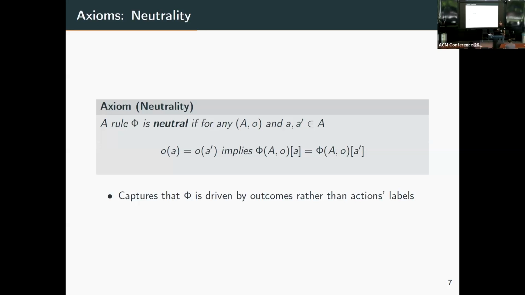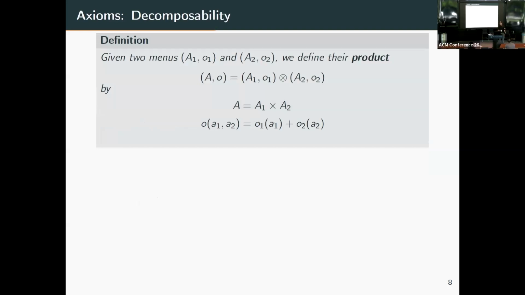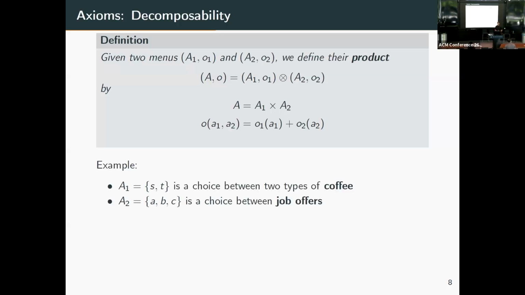To formulate our main axiom, decomposability, I first need to define the operation of combining two menus. Suppose we have two menus, A1 and A2, and we define a product menu, A. This is a menu where the set of actions is just the Cartesian product, and the outcome assigned to a pair of actions, one from the first menu and one from the second, is just the sum of outcomes.